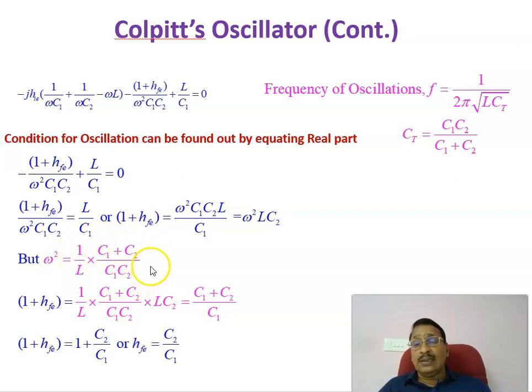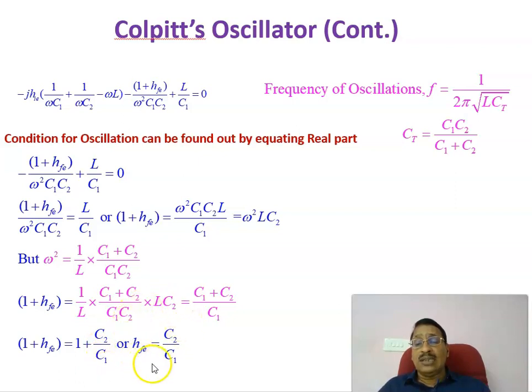It's already derived in the last slide. Therefore, substituting for this omega square in this equation, we get 1 plus HFE equal to, omega square replaced by 1 by L into (C1 plus C2) divided by C1 C2, into L into C2. Here C2 gets cancelled and L gets cancelled, so we get (C1 plus C2) divided by C1, which is 1 plus C2 by C1. Therefore, 1 plus HFE equals 1 plus C2 by C1, which means HFE should be equal to C2 by C1.